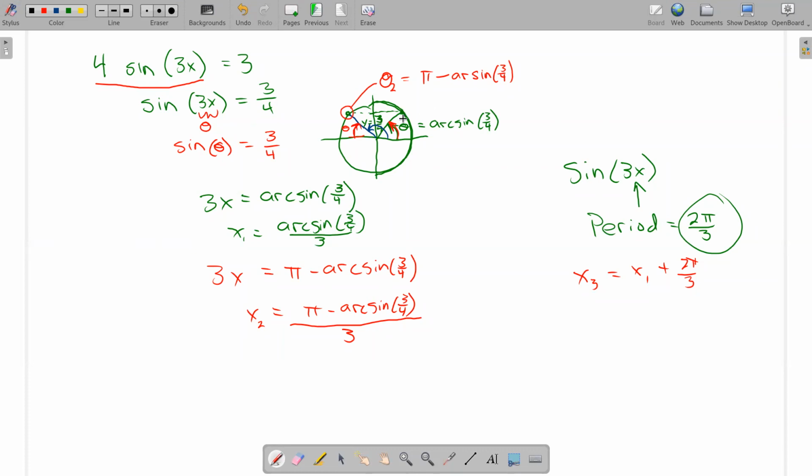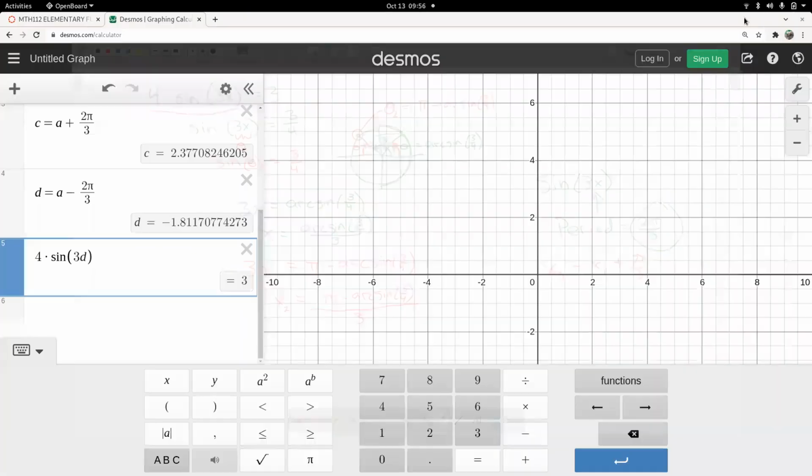If somebody told me, find me the first 3 positive solutions, and I say, oh, okay, I'll take this one here. Let's get my highlighter. I would take this one here. I would take that one there. And then I would add on the period to this one to get the next positive solution. We can check those solutions by graphing.